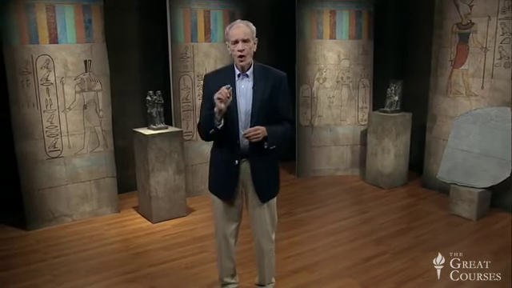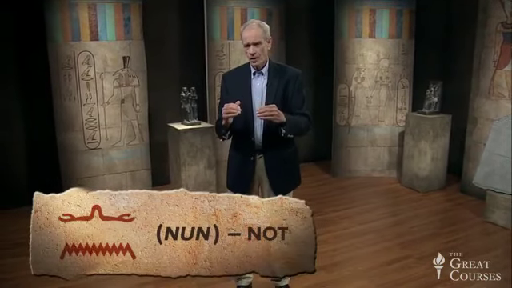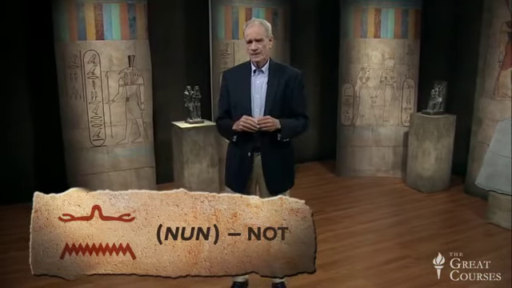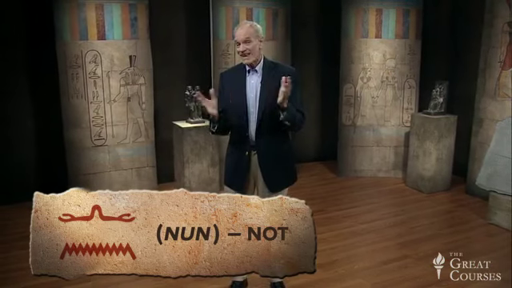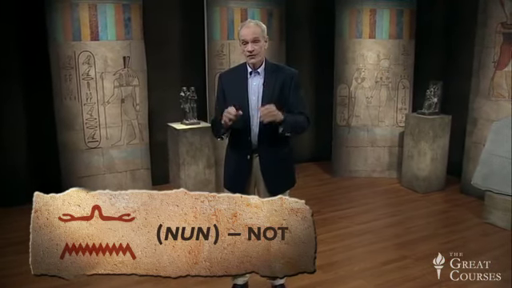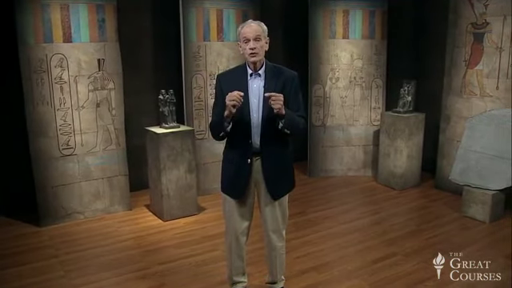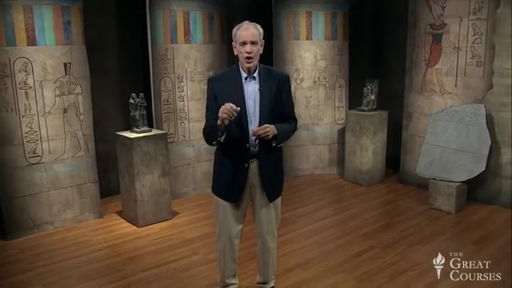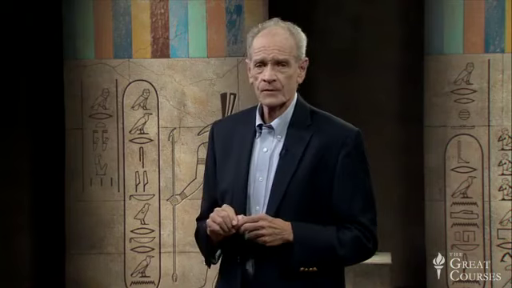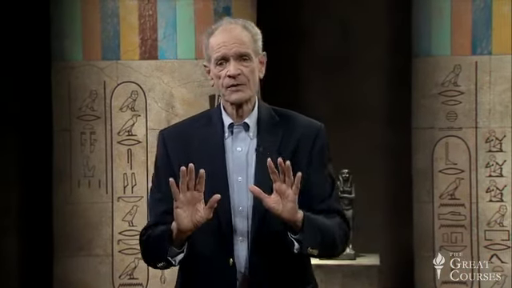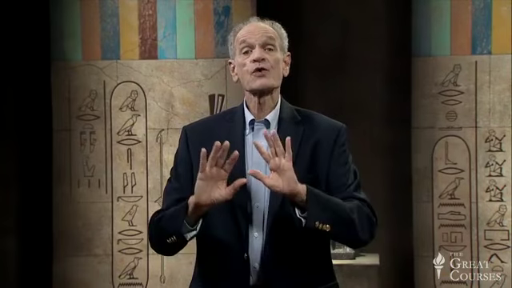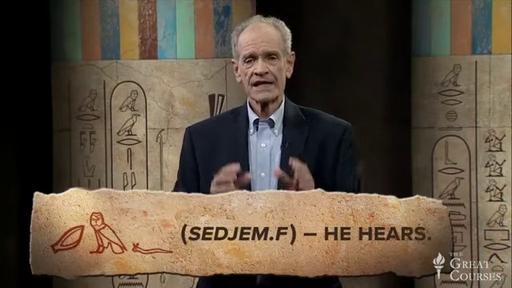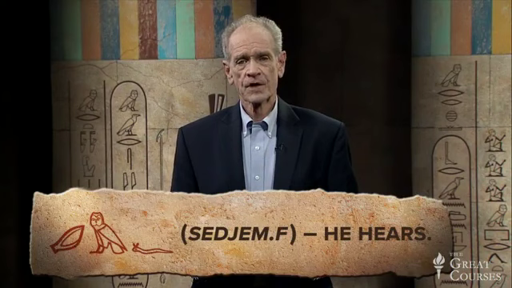The arms aren't the only negation indicator. There's also the arms combined with a water sign. This may have been pronounced nun, but we don't know the vowels. Now, the question is, when do you use each of these? The answer depends on tense. Let's start with something simple. A sentence without negation. He hears. Sejm F.